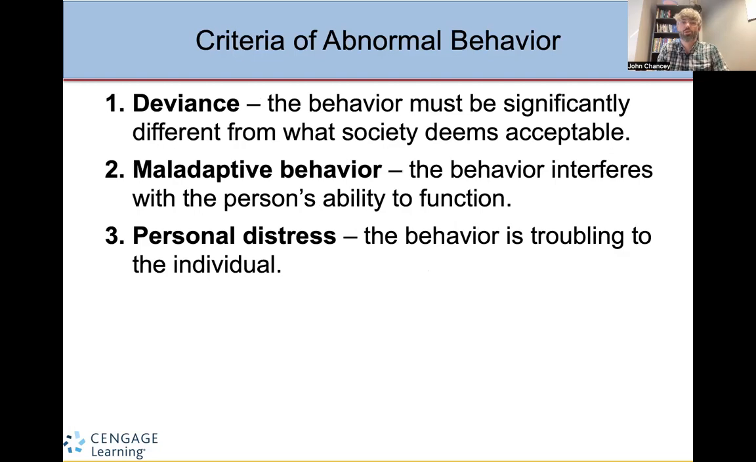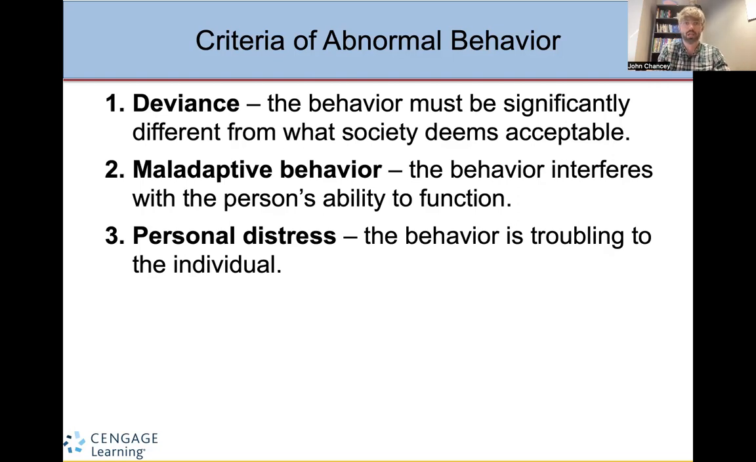In order to diagnose, or in order to label something as abnormal, or really getting into this realm of mental illness, there are the 3Ds, criteria that have to be met. The first, the behavior has to be considered deviant, meaning it really stands out. It's different from what is considered acceptable by society. It also has to be maladaptive or dysfunctional, whichever one you want to use, but basically meaning it interferes with basic life functioning.